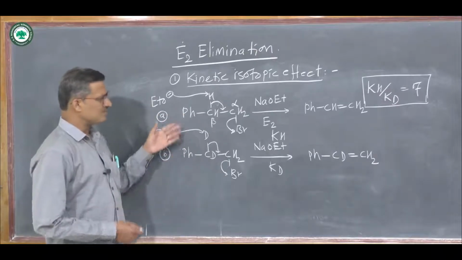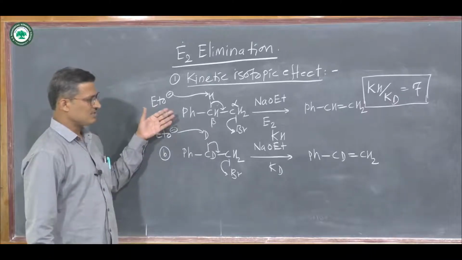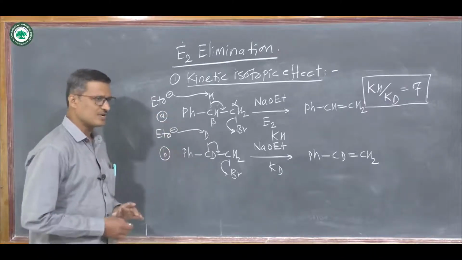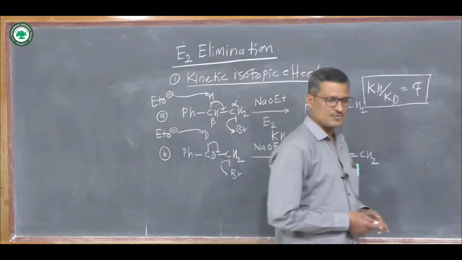What is the meaning of these two reactions? Why is the first reaction 7 times faster than the second one? Because we remember in the first case there is a hydrogen. Hydrogen requires less.